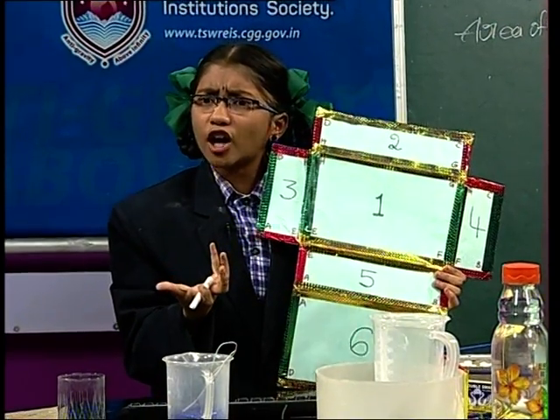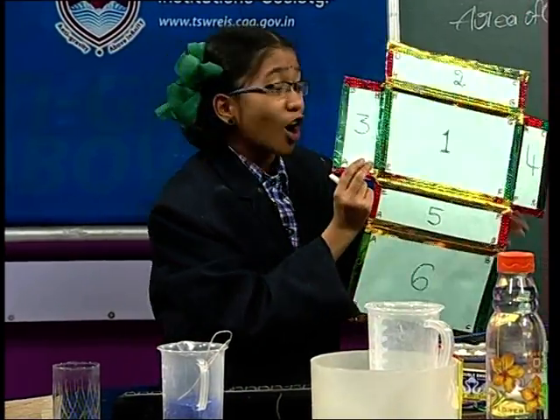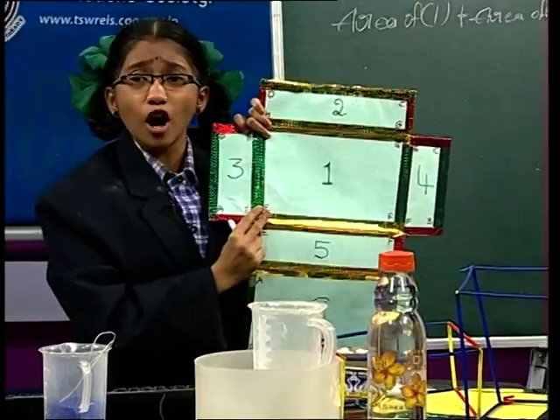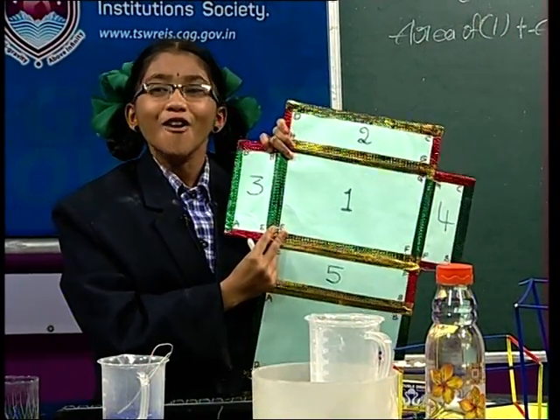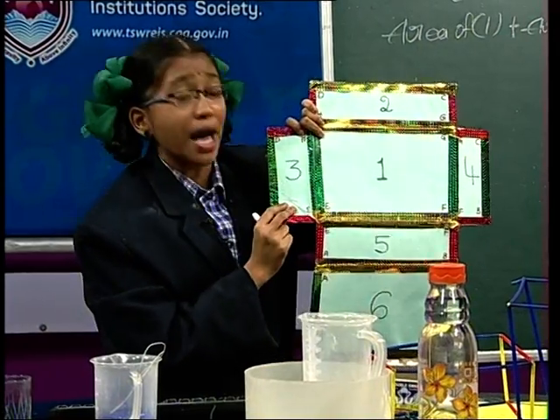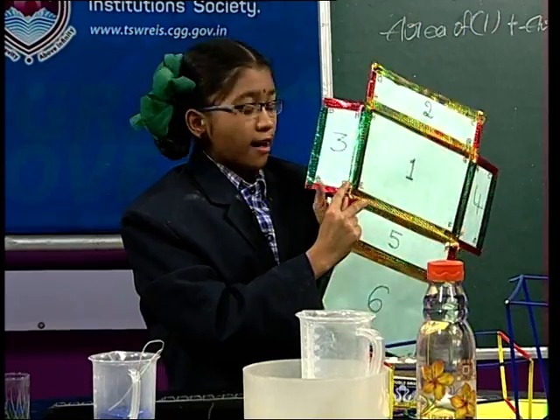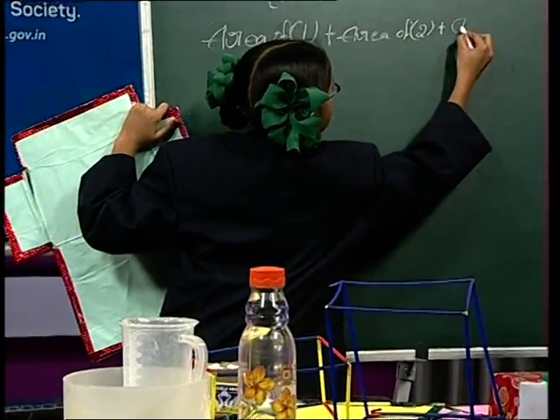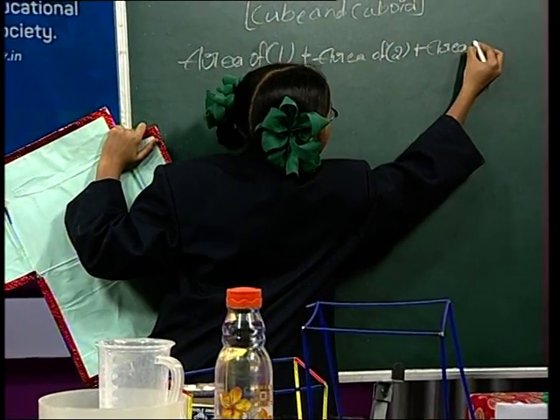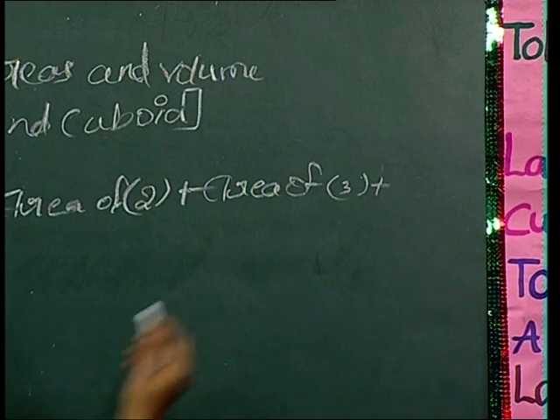Where do you observe the third face? Very good. We may observe the third face here. So, here also we may observe 2 dimensions or 3 dimensions? Very good. We have to observe 2 dimensions here. So, what are they? Breadth and height. So, area of the third face, and add it.